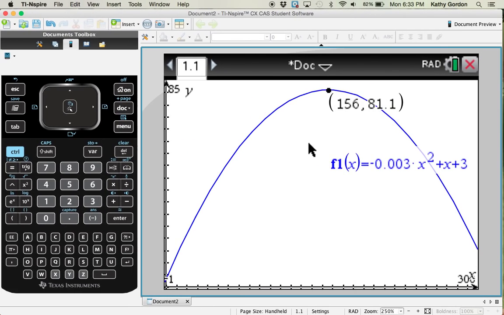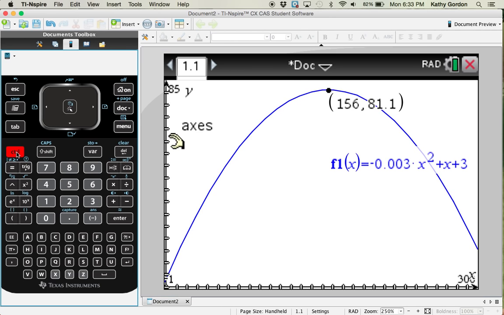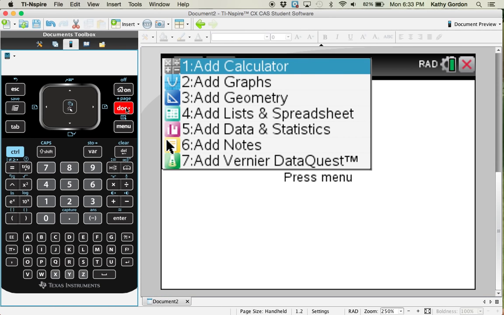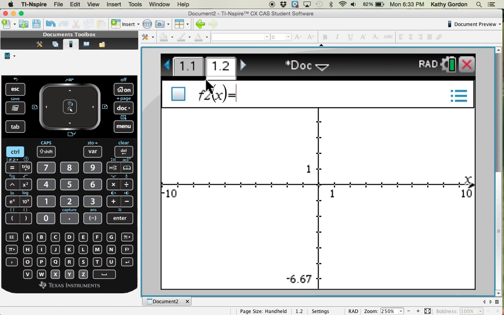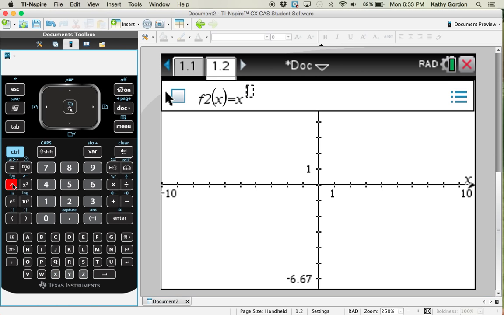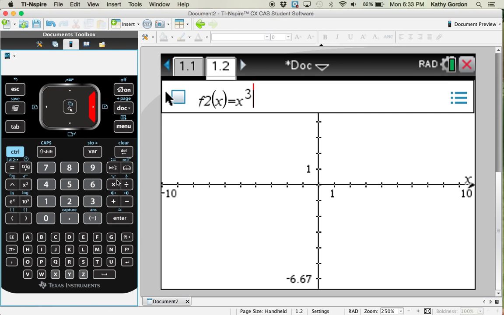And so when that's the case, if you're on a section where you can use your calculator, go to a graph. Let's put in a new page here, Control, Doc. Add another graph page. Okay, let's take a look at what the graph of this would look like. So we've got x to the third power minus 2x squared minus 75.